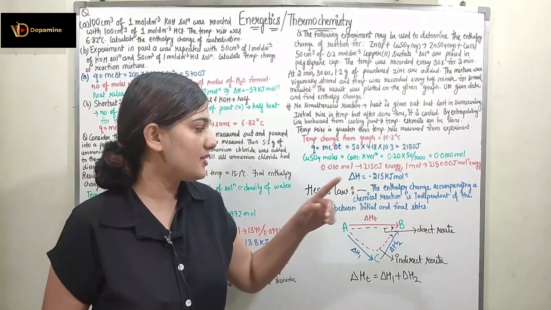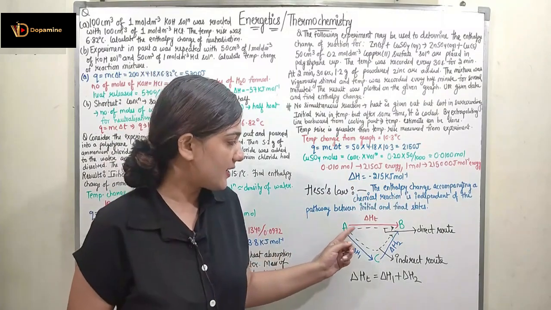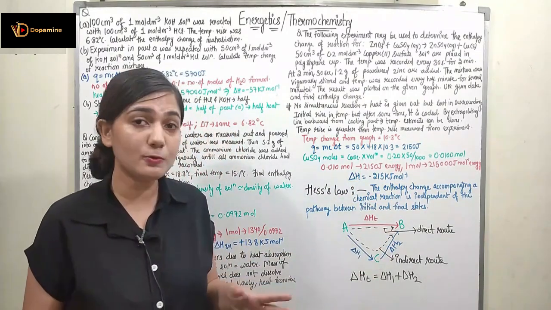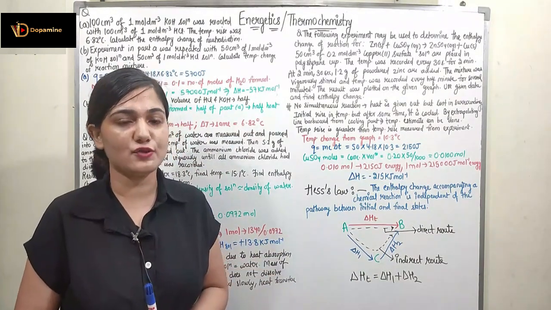So the enthalpy change accompanying a chemical reaction is independent of pathway, right? Whether I go with the direct path or the indirect route, I will have the same enthalpy change. So delta HT is delta H1 plus delta H2. This is Hess's law.